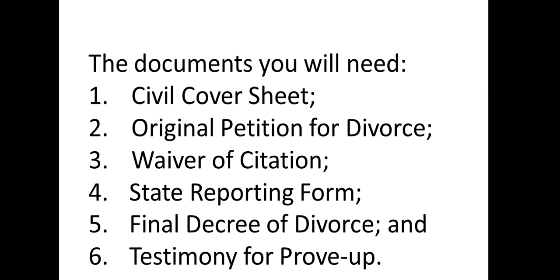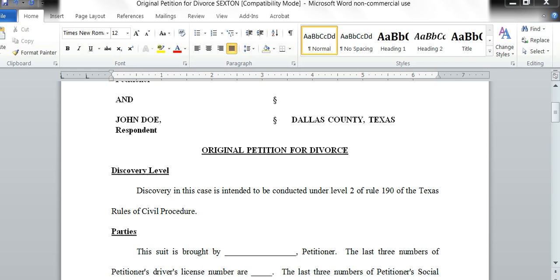These are the documents you're going to need. You're going to need a civil cover sheet, an original petition for divorce, a waiver of citation, a state reporting form, a final decree of divorce, and then your testimony for the prove-up. Now, I'm going to pause the video here, and we're going to jump to the petition itself. In the last video, we began looking at the original petition for divorce. In this video, we're going to continue with the petition.